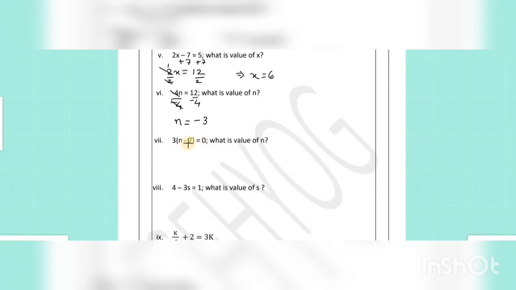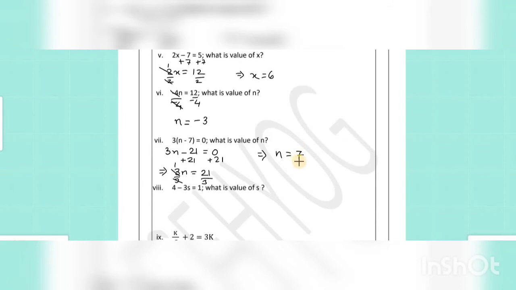Part 7, we will expand the left hand side of the equation. 3 times n, 3n minus 3 times 7, 21 equal to 0. Adding 21 on both sides, left hand side is 3n equal to right hand side is 21. Dividing by 3 on both sides, 3 by 3, 1n equal to 21 by 3, 7.